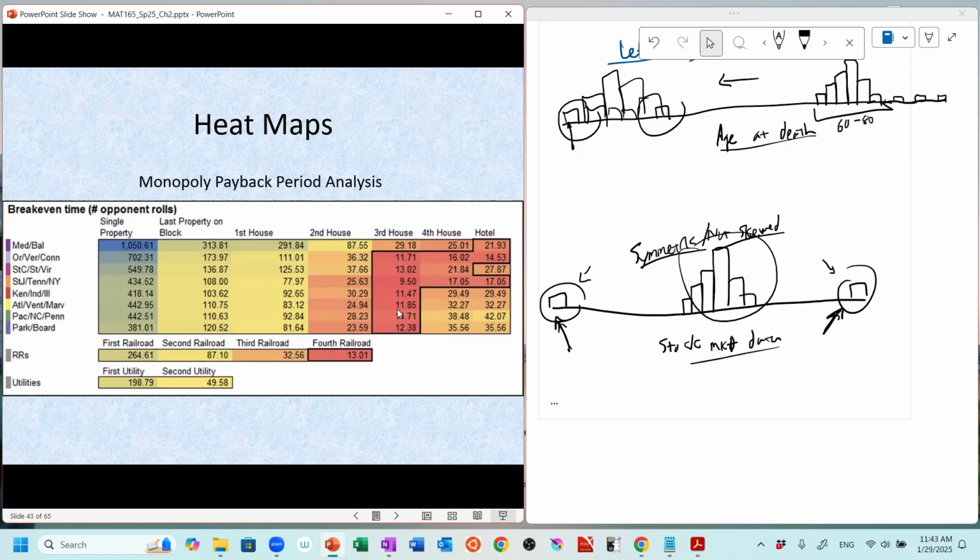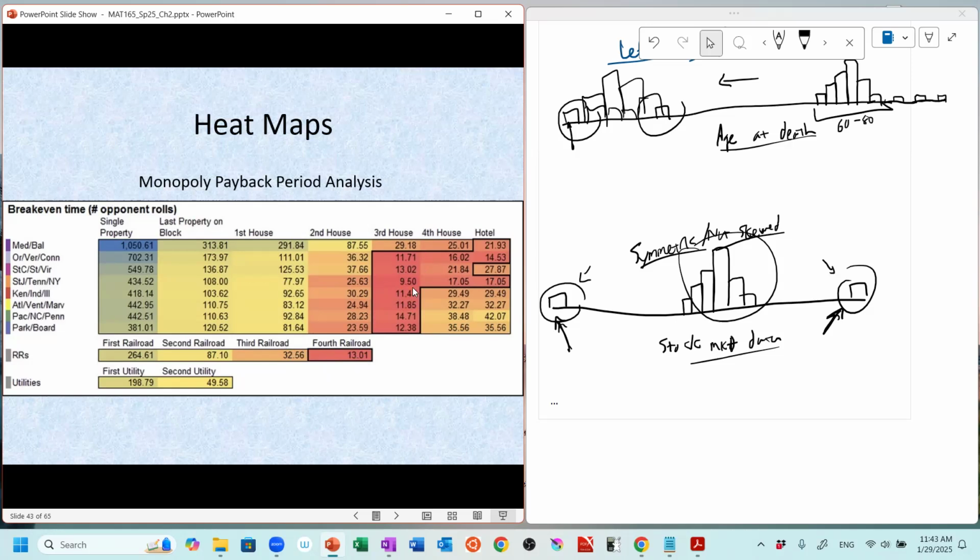On the other hand, say putting a hotel on St. James, Tennessee, or New York, that's probably a pretty good investment. Or buying a fourth railroad, if I already have three, that's a really good investment, right?